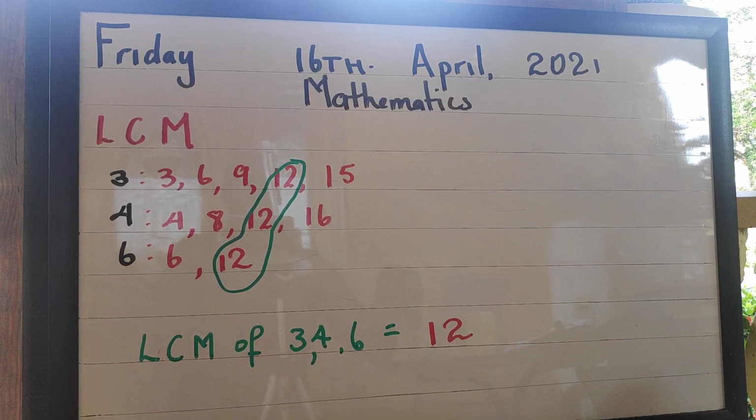So that is what we are doing today, boys. We are finding the LCM of 3 numbers, and this rule can apply to 4 numbers, to 5 numbers, to 6 numbers. We do the same thing to find the LCM.